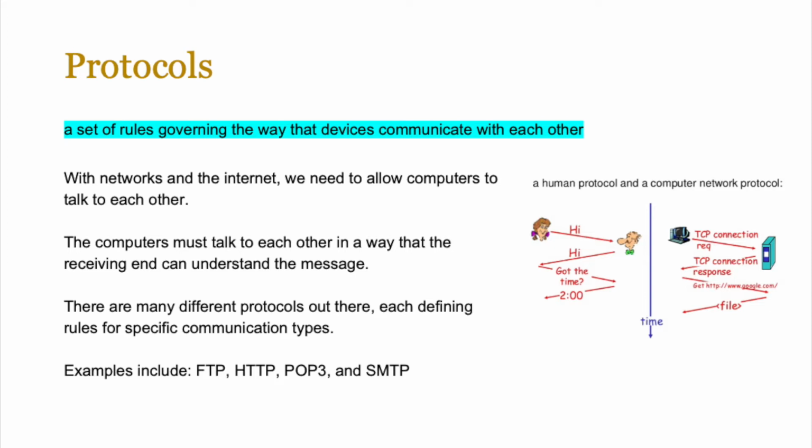Now, with networks and the internet, we need to allow computers to talk to each other. That's a bit of a given. And these computers must talk to each other in a way that the receiving end can understand the message. There are many different protocols out there, and each defines rules for a specific communication type. For example, FTP enables file transmission. HTTP allows communication of web-based data over the internet. POP3 and SMTP are email related or messaging related. So each of these protocols has a specific purpose.